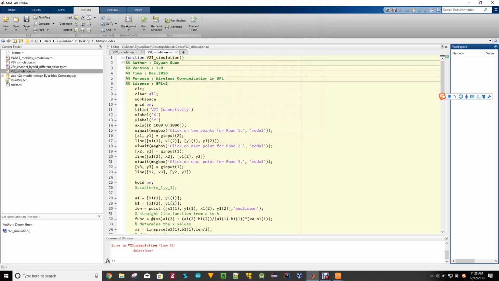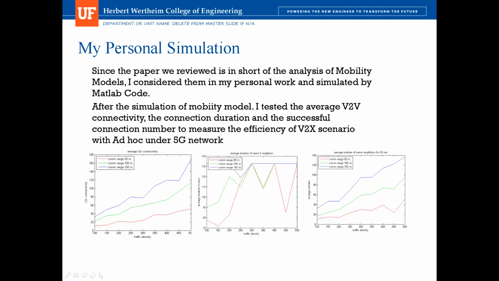And also with the simulation for the VANET mobility simulation, we could get some results here. First, the average V2V connectivity with a different communication range from 50 meters to 150 meters. We could see actually at first it is linear with different traffic density. It's going to increase as the density rises, and also with a longer communication range, we could get much higher connectivity. Actually, this is the same as expected in practical scenarios.